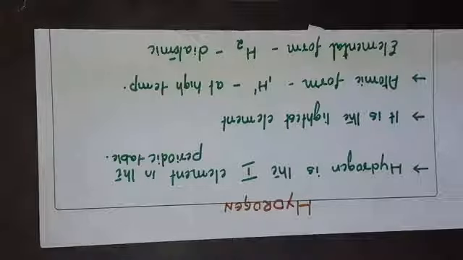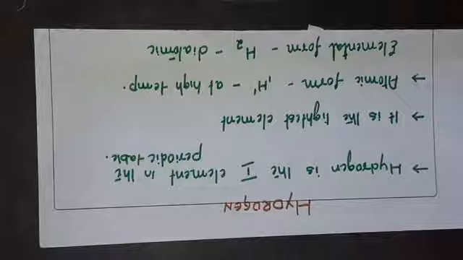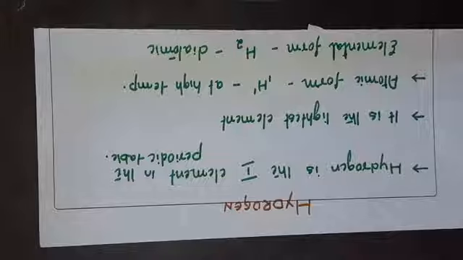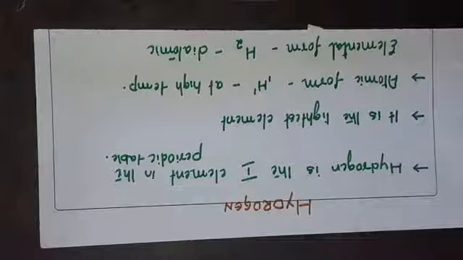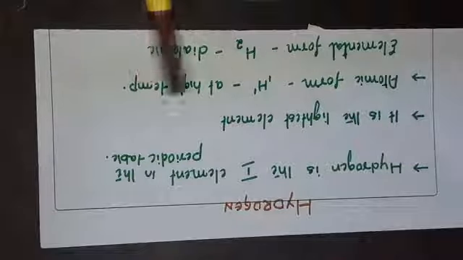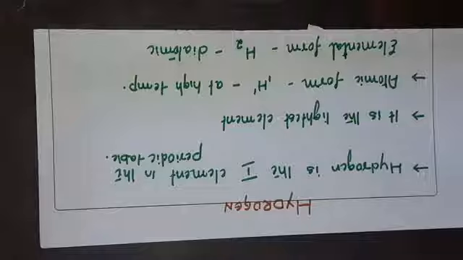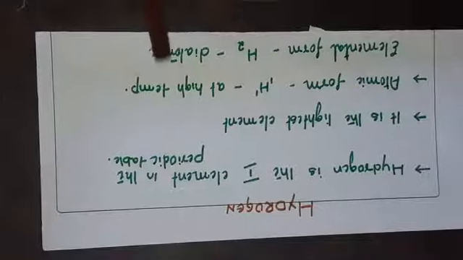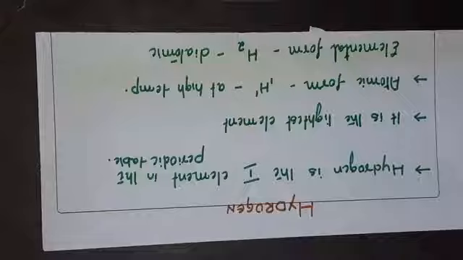Good morning, students. In this session, we are going to discuss a new chapter called hydrogen. As we know, hydrogen is the first element of the periodic table and it is the lightest element. Hydrogen exists in two forms: one is atomic form and the other is elemental form. The atomic form exists only at higher temperatures as H. In the elemental form, hydrogen exists as a diatomic molecule, H2. This is a brief introduction to hydrogen.